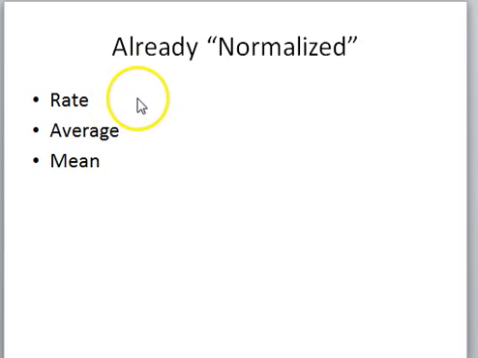Crime rate. Any word with rate in it's already been normalized. Average age has been normalized. Mean income, all of that's been normalized, so you wouldn't normalize those columns.